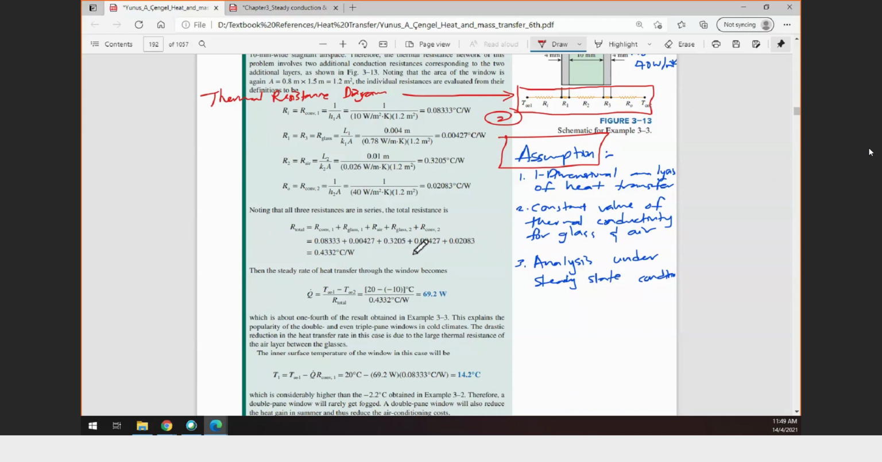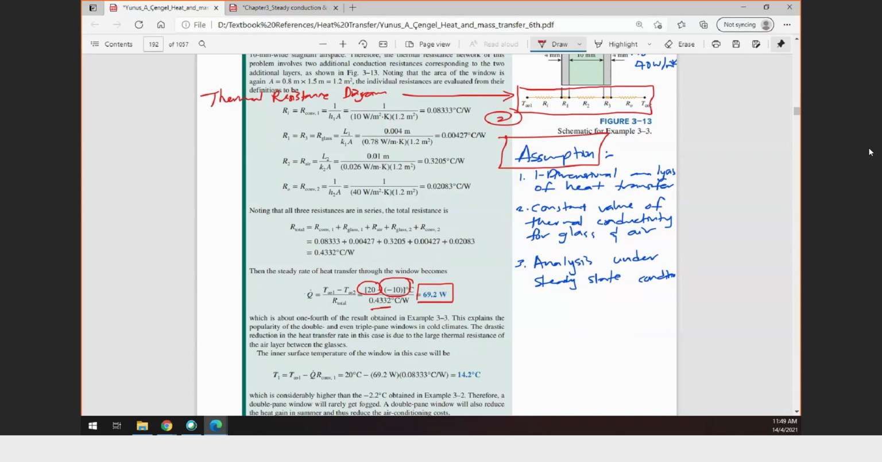Don't forget to add 2 glass layers, because you have 2 glass layers here, and you can calculate the total steady rate of heat transfer through the window from the temperature of 20 on the hot side to the temperature on the cold side. 20 minus 10, which is 30 degrees Celsius, divided by R total. So you get this value, 69.2 watts. This is the heat transfer throughout the system regardless of any layer.